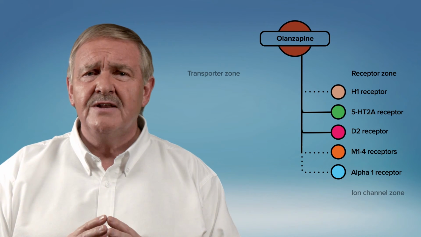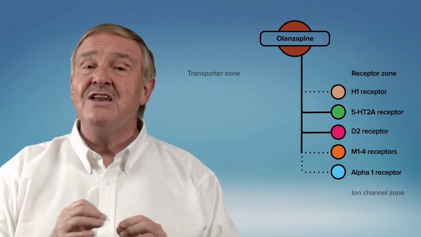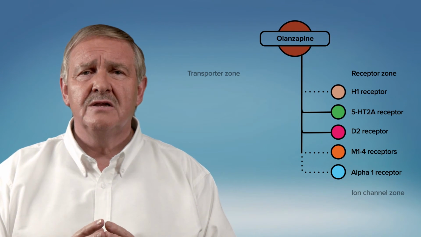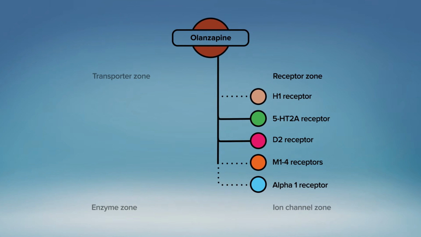The ultra-high affinity of olanzapine for the histamine receptor means that in clinical practice, any dose of olanzapine will block all the histamine receptors in the brain, leading to sedation. The weight gain is probably due to a combination of histamine H1 and 5-HT receptor blockade.